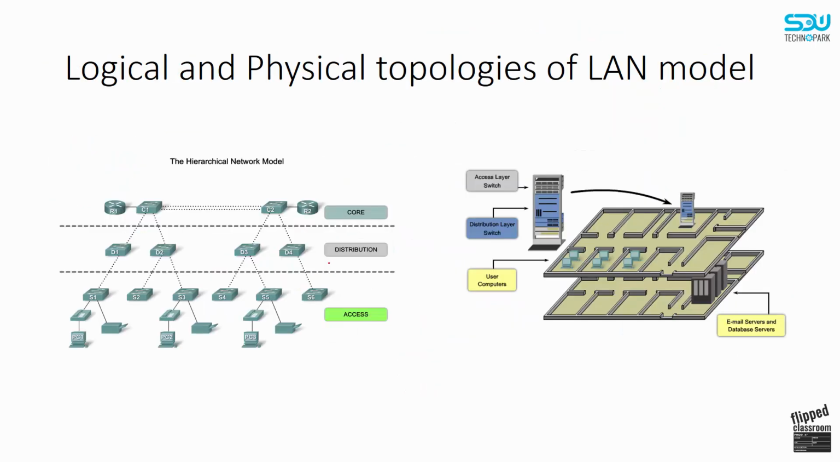Let us take a look at the logical and physical topologies of the LAN model. We have a logical topology, which looks like this, and most people think that switch S1 has to be connected with D1, and that we have long distances between all of these devices because it is drawn like this, but it is just a logical topology. But if you take a look at the physical topology, you may find out that all of these devices can be placed in a single rack. So all of the access layer switches, distribution layer switches, and core layer switches can be connected in a single rack in the physical topology.